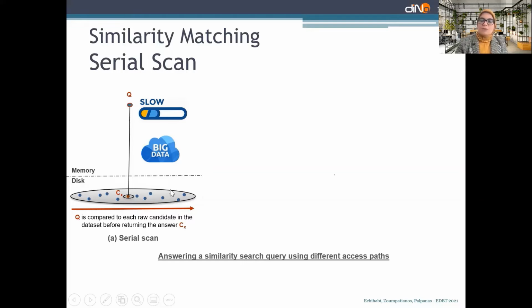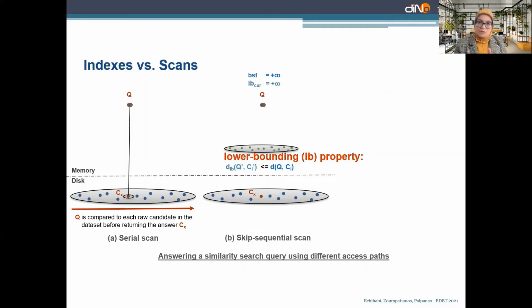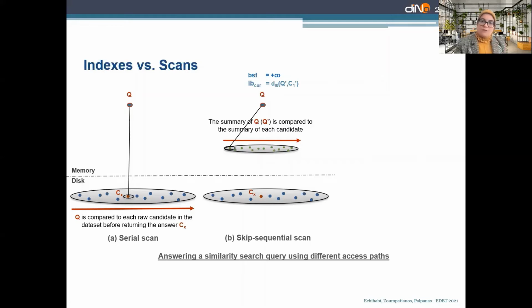So an alternative technique has been proposed, called skip sequential scan. In this method, not all the points in the raw data are checked. The raw data is summarized, the summaries fit in memory, and they are organized in the same order as the high-dimensional data. These techniques exploit the lower bounding property that we have just seen in the Gemini framework, which guarantees that the distance in the low-dimensional space is smaller than or equal to the distance in the original space. We start with a BSF of plus infinity and a lower bounding distance also of plus infinity. We calculate the summary of Q, and then we calculate the distance in this summarized space between Q prime and the summary of the first candidate, C1 prime.